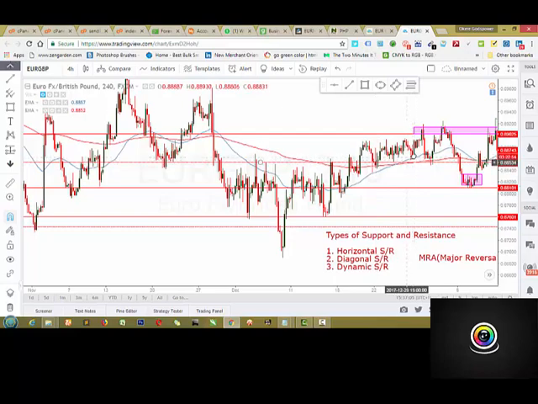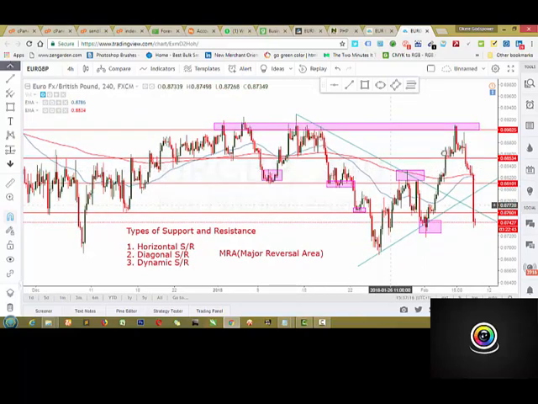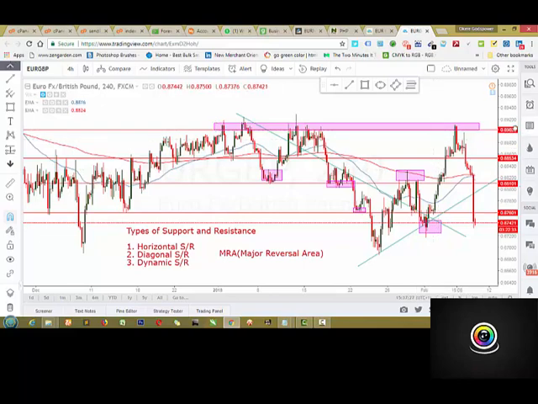Now the 50 period here was acting as a support as well. We had support here, a support here. You can see very well. Support here, a support here, a support. Resistance here, resistance there, and a support here as well. Now this is just it on support and resistance.